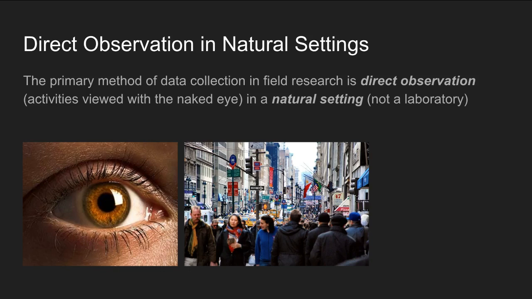The primary way in which field researchers collect their data is through direct observation. So these are activities that are viewed with the naked eye, things that are overheard in conversation. The other aspect of field research is that it's not occurring in the laboratory. You're out there in the social world. You're in real-life social settings, on the streets, in group meetings. You're not sitting in a laboratory in a scientific setting. You're out there in the world, listening and observing people. And so direct observation in natural settings is one of the things that really distinguishes field research from other types of scientific research in the social sciences.